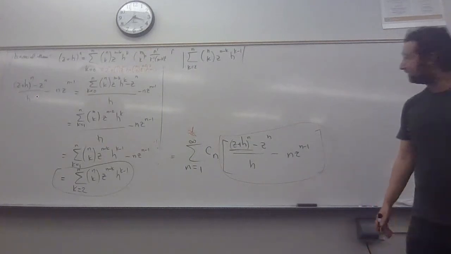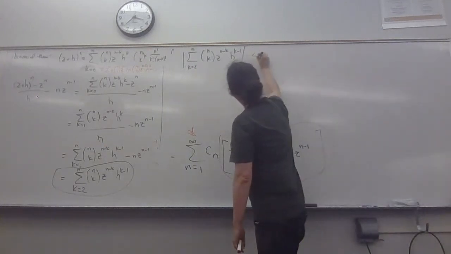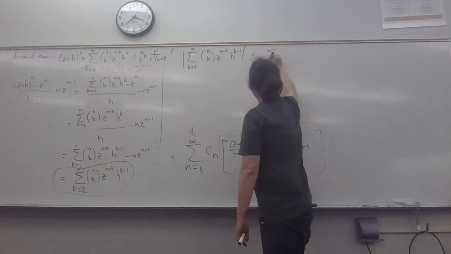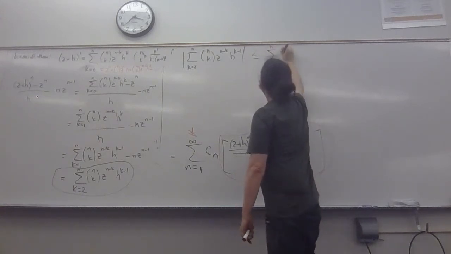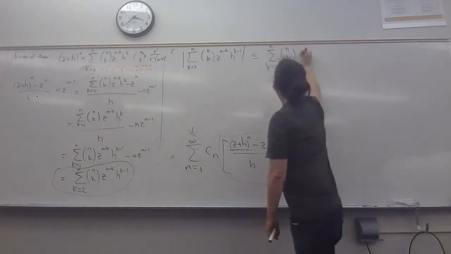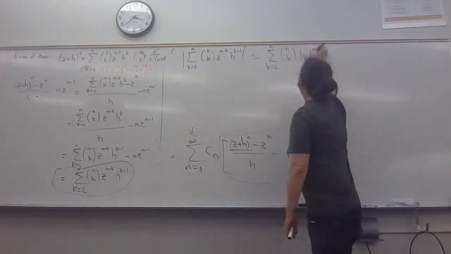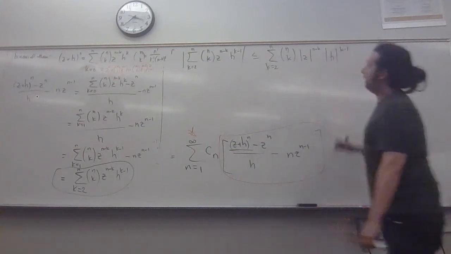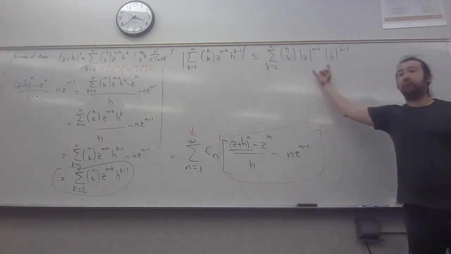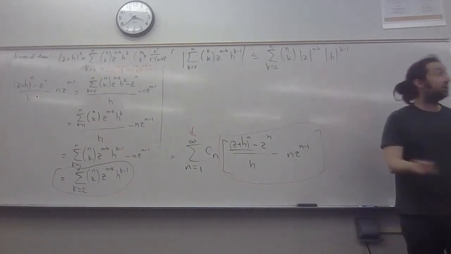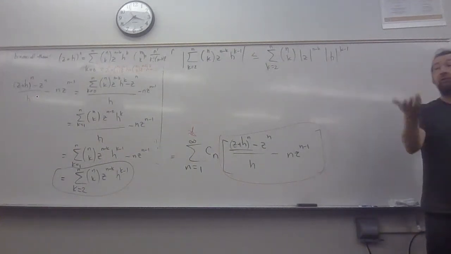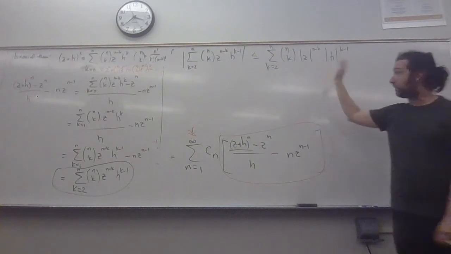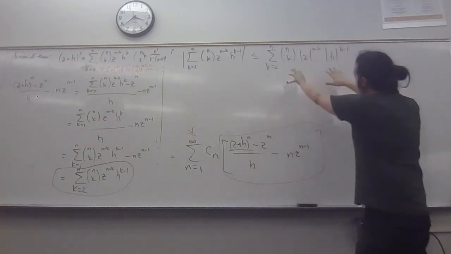So this is less than or equal to the sum of the absolute values. n choose k, those are always positive, absolute z to the n minus k, absolute h to the k minus 1. Why do that? Because now these are real numbers that potentially I could work with a radius, or I could work with a root test if I needed to. So I've switched my complex numbers out, and I'm studying these instead.